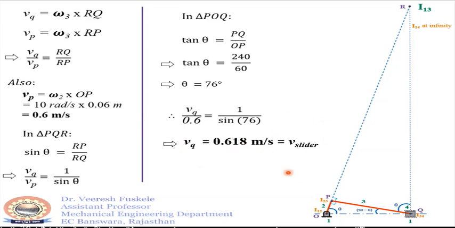So this is how you can solve this problem of velocity analysis of slider crank mechanism using instantaneous center method, both by graphical method and by analytical method using geometry. So I hope you have understood how to solve this type of problem, and now you can practice other various problems of GATE as well as from your textbook.